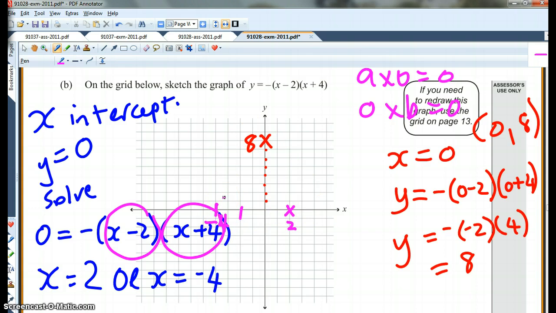What's another key feature of a parabola? The vertex, yeah. So I'm going to try and find out what's halfway between negative 4 and 2. Negative 1, because negative 4 plus 2 is negative 2, and negative 2 divided by 2 is negative 1. So I'm taking the average of the two, or you can just do it visually. So what am I going to do with that negative 1?